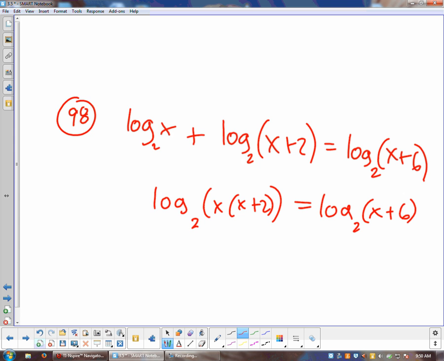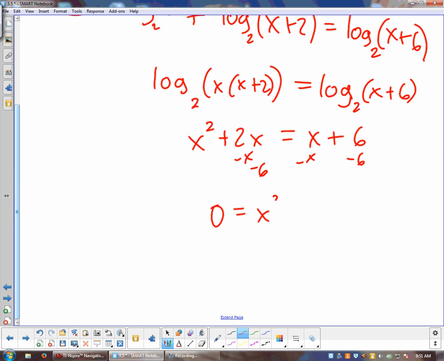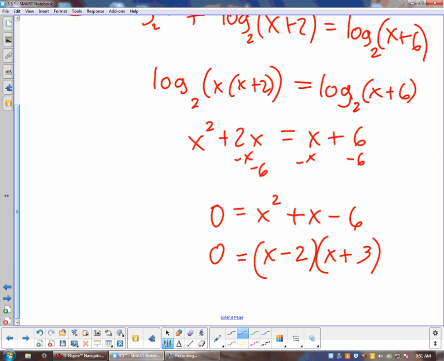And since I have log to the base 2 on both sides of the equation, I can just rewrite this as, in this case, x squared plus 2x would have to equal x plus 6. And I would suggest that you get everything over on one side. So subtracting x, subtracting 6, I would get 0 equals x squared plus x minus 6. That factors into what? Is that a plus 3 and a minus 2? Does that look right? And so our solutions are going to be x equals 2 or x equals negative 3.